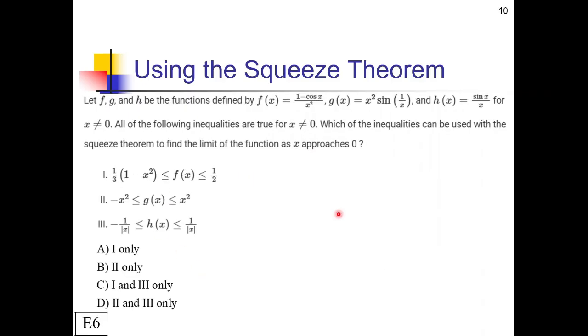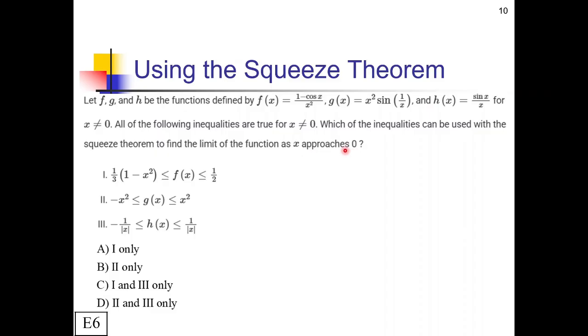This next problem is another variation on these squeeze theorem type problems. So this time around we've got three functions, f, g, and h, that are defined here. And it turns out the definitions don't end up mattering, but feel free to take a look at these crazy things. And they're giving us three inequalities in these Roman numerals here. And they're telling us that all these inequalities are true for x not equal to 0. And then they're asking which inequality can be used with the squeeze theorem to find the limit of the function involved as x approaches 0.